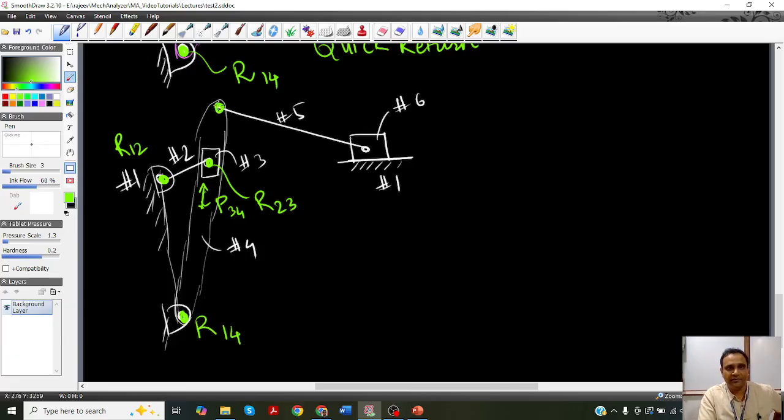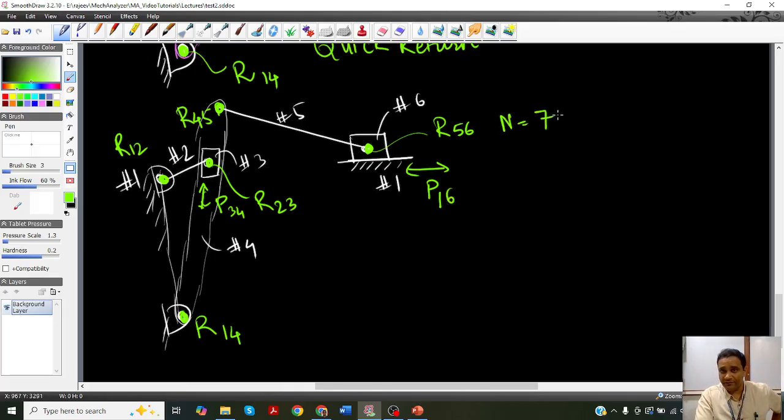This guy, there's another revolute, rotational joint between 4 and 5. And here, similar to the slider crank mechanism, 5 and 6 revolute, and there's a sliding possible between 1 and 6.